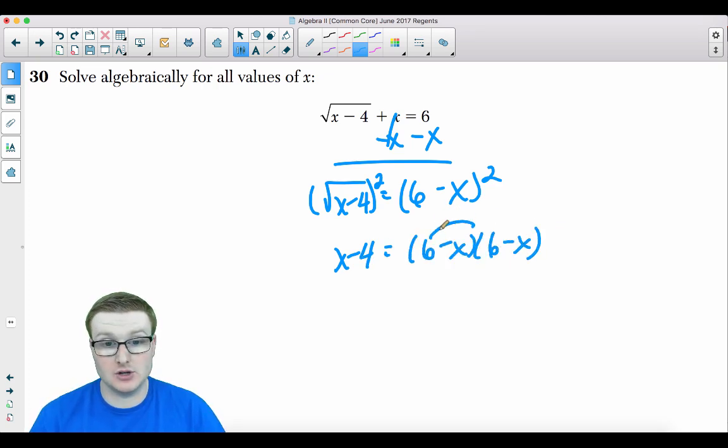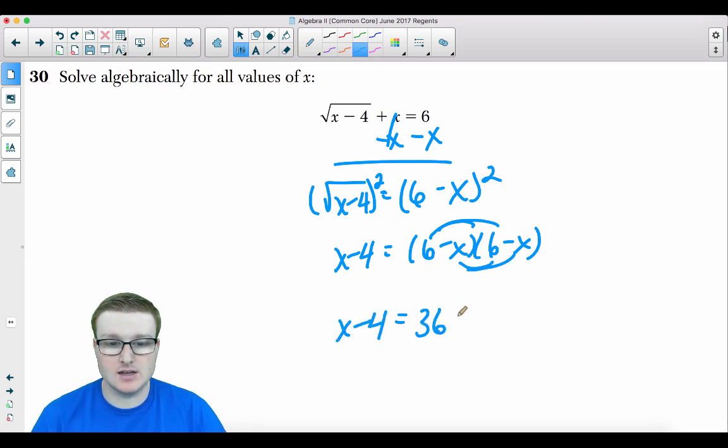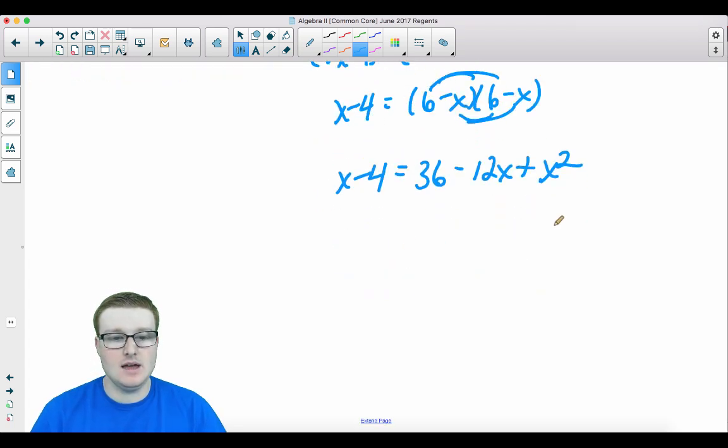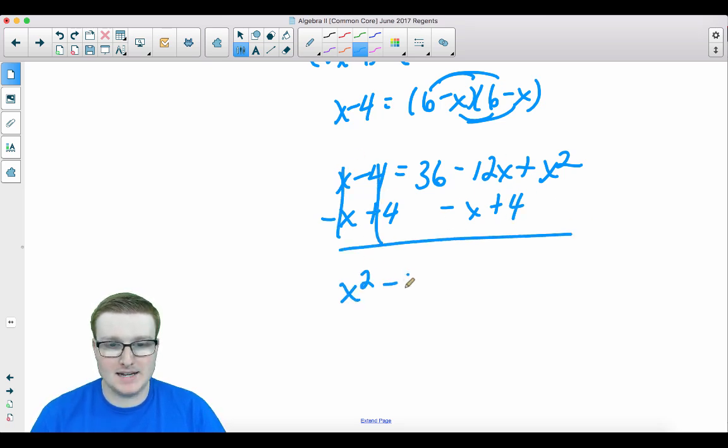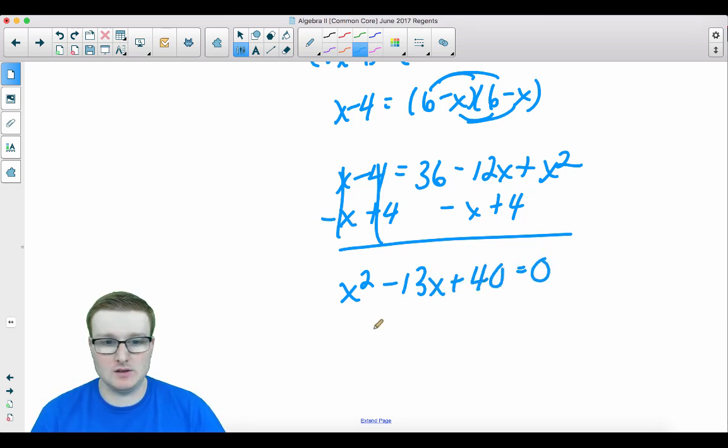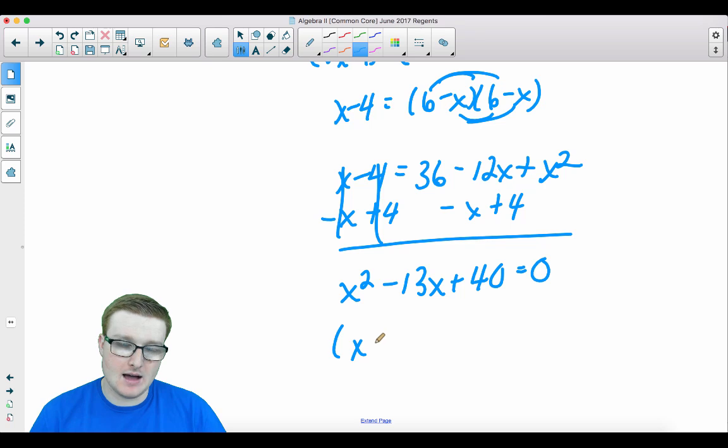Now we can FOIL this. First, outer, inner, last. x minus 4 equals 36 minus 12x plus x squared. Okay, now we're going to subtract the x and add the 4. Subtract the x and add the 4. So we get x squared minus 13x plus 40 set equal to 0 and solve. Well, what adds to negative 13 and multiplies to give you 40?